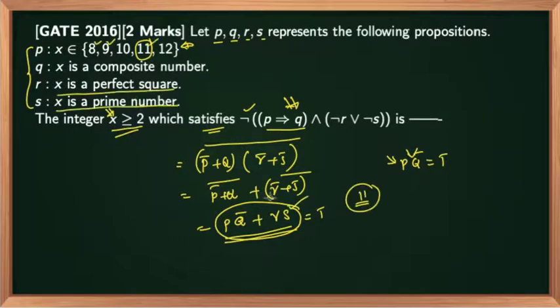Now let's see the second condition, R and S. R says x is a perfect square, and S says x is a prime number. We know that if it's a perfect square, then it cannot be a prime number, right? So this portion will always be false, and this can be true when x is equal to 11, right? So the answer should be 11.